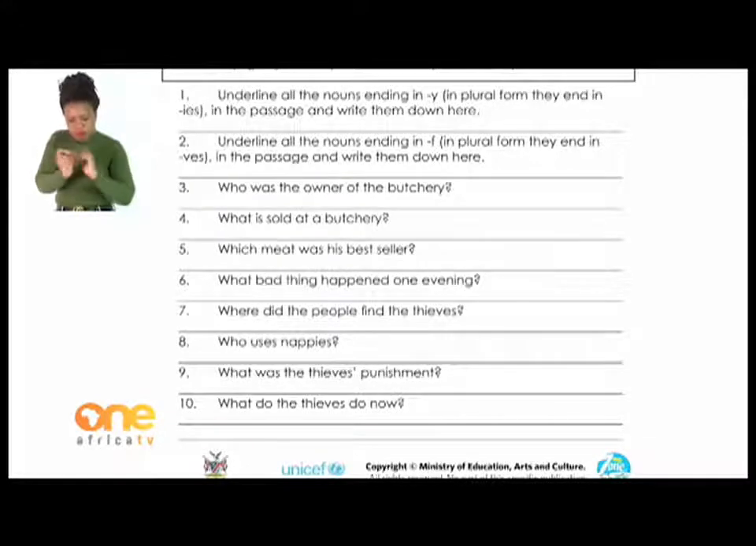Number 3, who was the owner of the butchery? What is sold at a butchery? Which meat was his best seller? What bad thing happened one evening? Where did the people find the thieves? Who uses nappies? What was the thieves' punishment? What do the thieves do now? As I'm asking these questions, the answers are clicking into my head because I've read the passage.